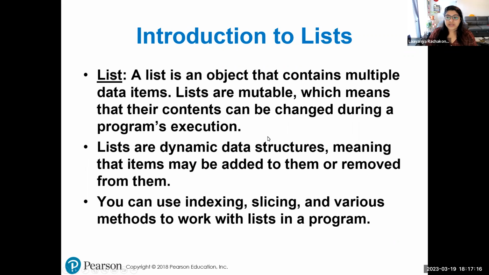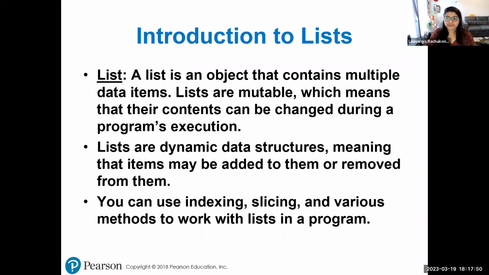Now, list is also a type of sequence, from what we have learned earlier. A list is an object that contains multiple data items. We have already discussed that lists are mutable, so the contents can be changed depending upon the program's execution or the application that we are working on. So lists are basically dynamic data structures, which again means that they are mutable. In this chapter you'll be introduced to the concepts of indexing, slicing, and various methods to work with lists in a program.